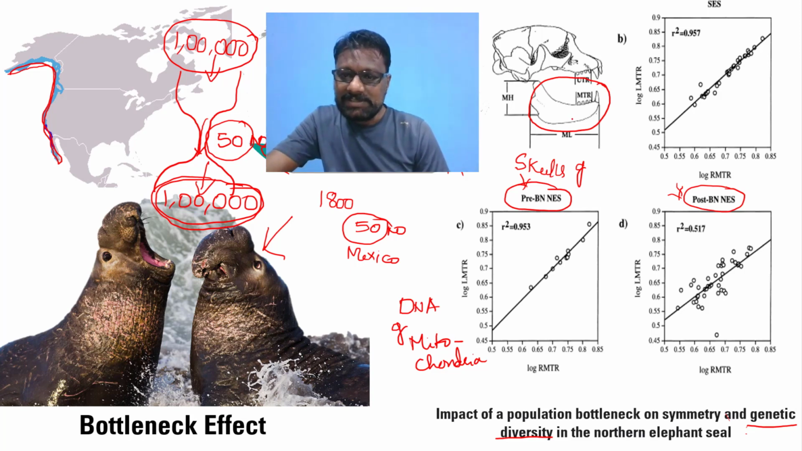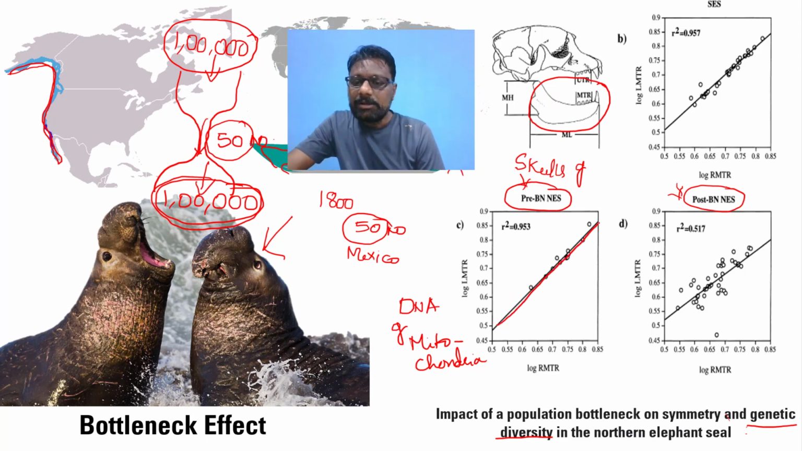So both the distances, when plotted before the bottleneck phenomenon in northern elephant seals, have a linear arrangement of their symmetries on either side, where normally they show a clear symmetry in the left mandible as well as the right mandible distribution.